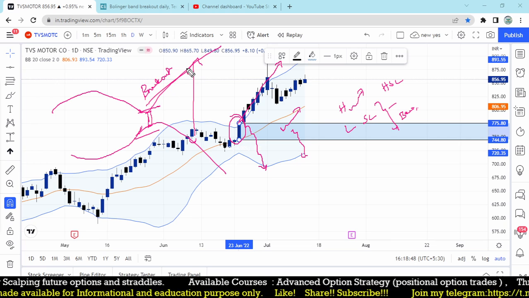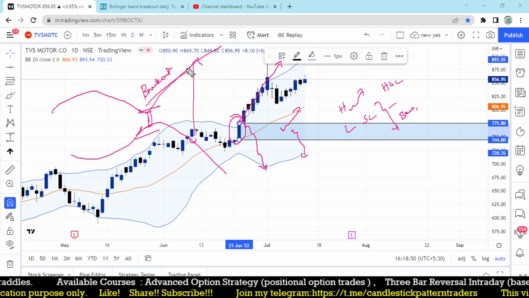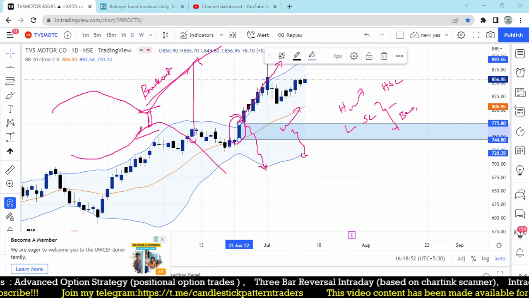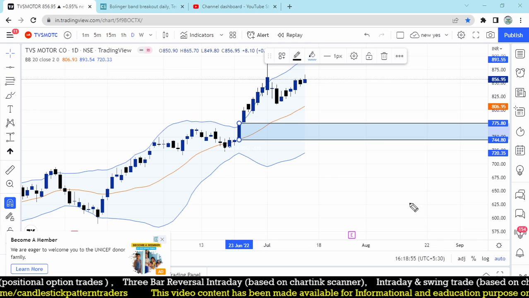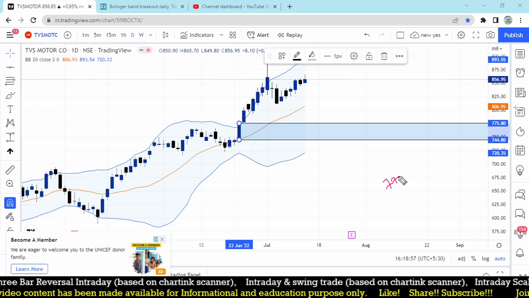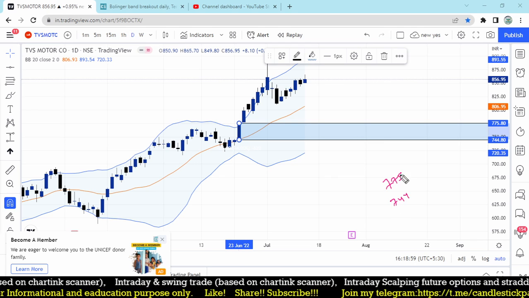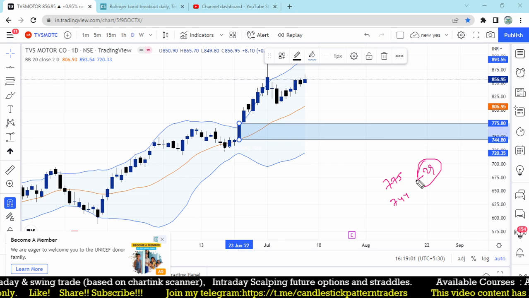Once you find such a breakout kind of trade, that may give you a good profit. Let me try it out. The high and low of the stock is 775 and 744. This is a daily time frame. So we get somewhere around a 29 point risk for the trade.